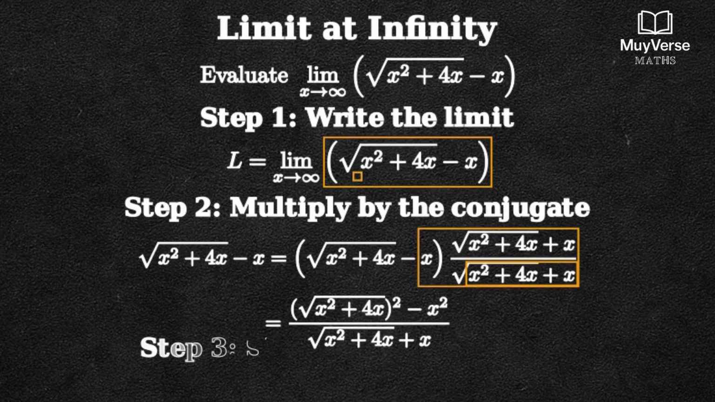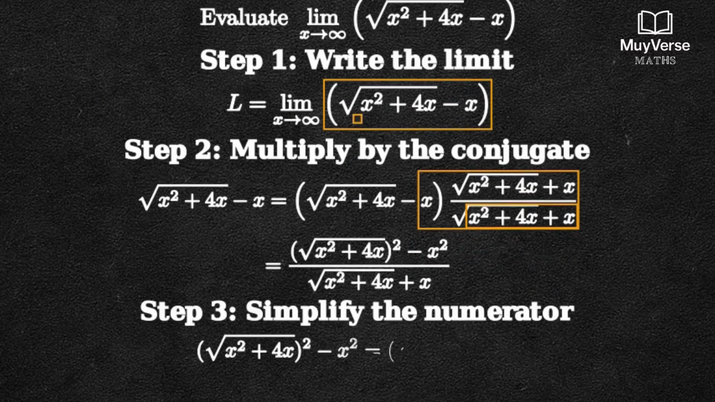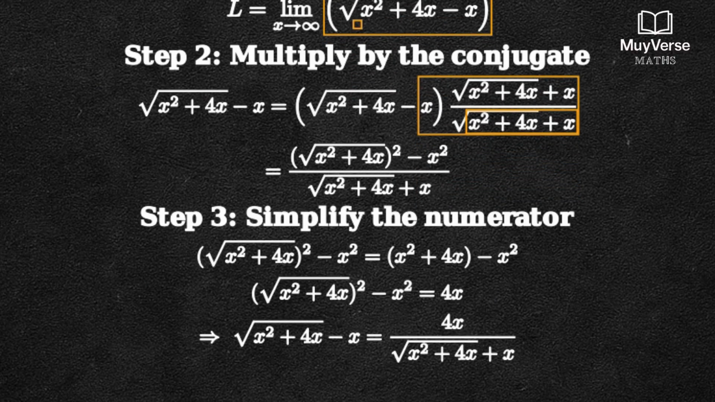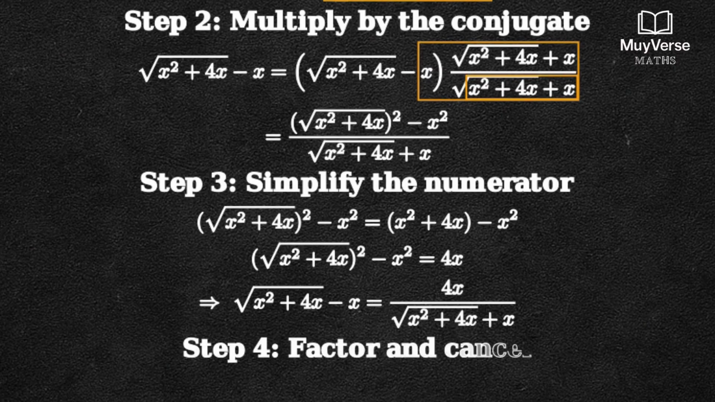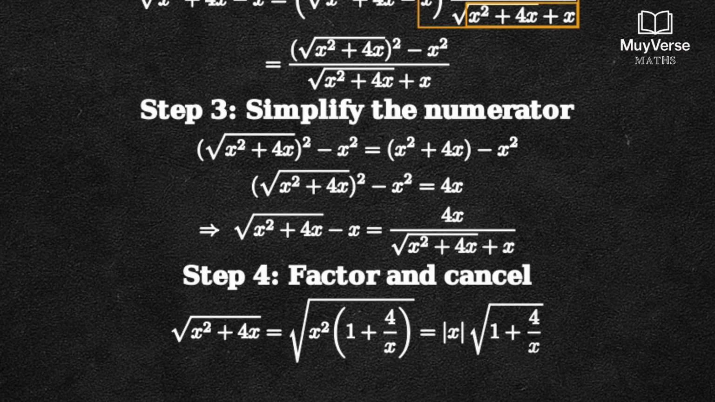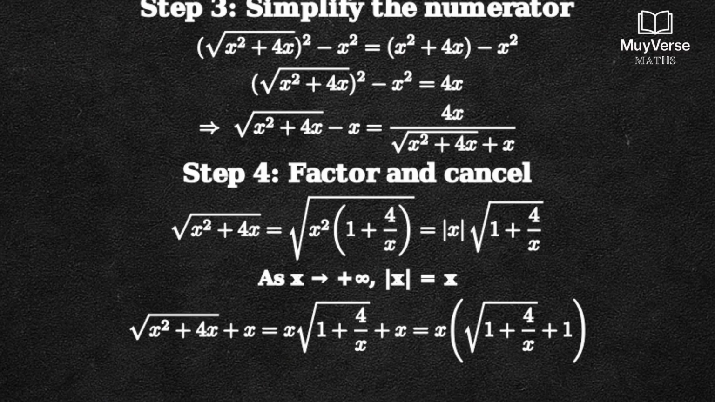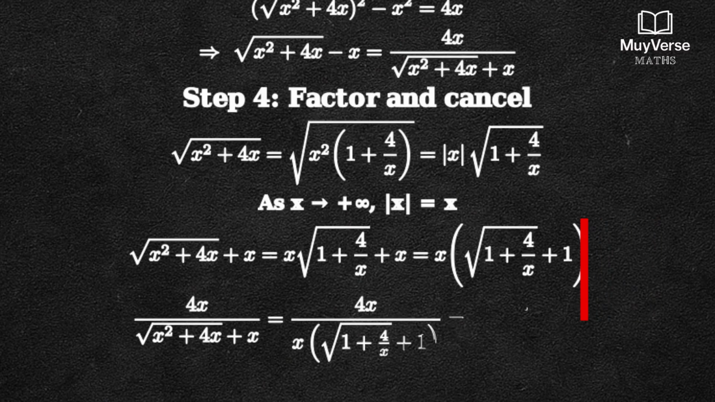Step 3. Simplify the numerator exactly. The squared square root becomes x squared plus 4x, and the minus x squared cancels, leaving 4x. Step 4. Factor out x from the square root. We write square root of x squared plus 4x as absolute value of x times square root of 1 plus 4 over x. Since x goes to positive infinity, absolute x equals x. Therefore, the denominator becomes x times parentheses, square root of 1 plus 4 over x plus 1. The x cancels, giving 4 over square root of 1 plus 4 over x plus 1.